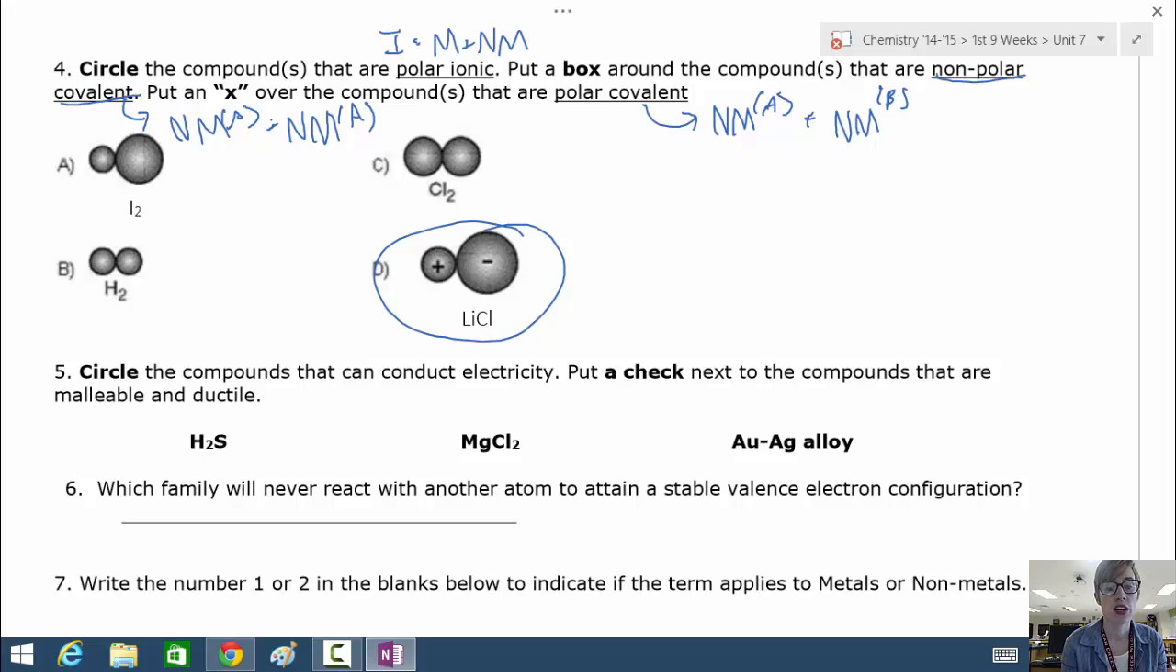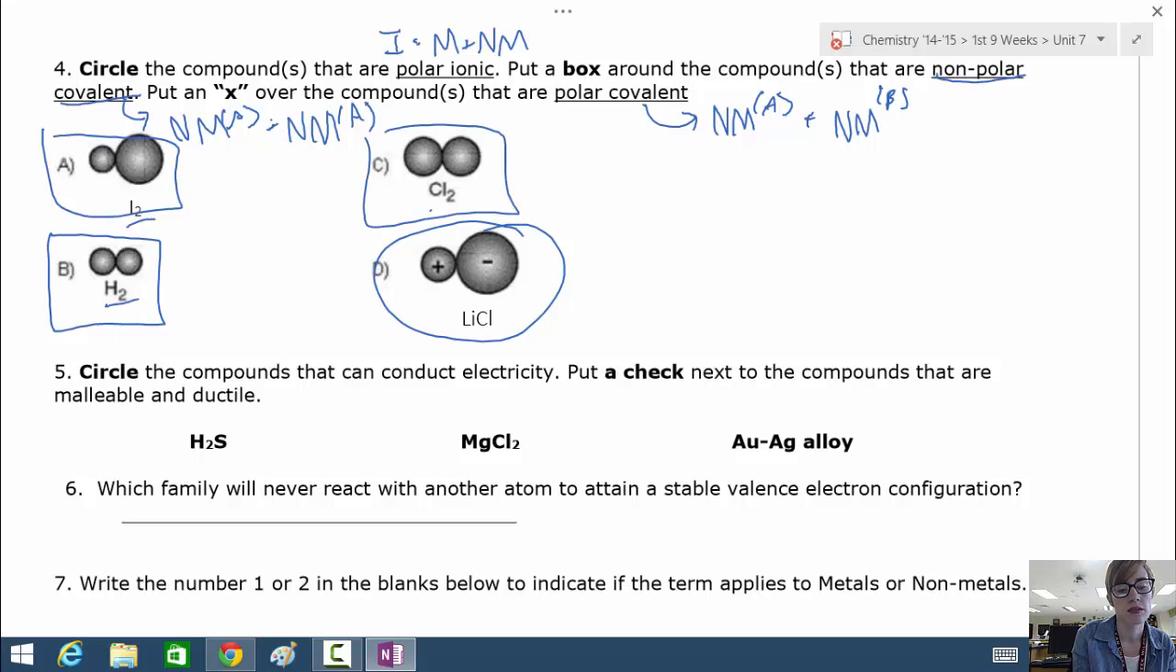The ones that are nonpolar covalent have the same exact nonmetal. So all of these here, it says put a box, okay. All of these have the exact same set of elements here. So all of them are nonpolar covalent. We don't have any that are polar covalent because polar covalent would be two different nonmetals put together.